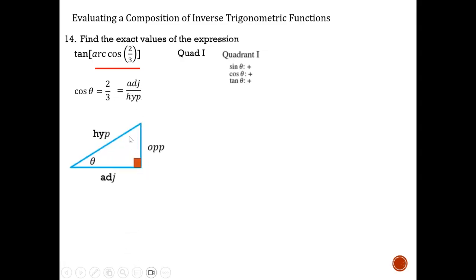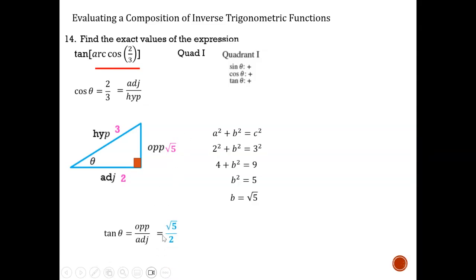Right? So here's a triangle. The adjacent will be what, 2? Hypotenuse will be 3. So I need to find the opposite. So a squared plus b squared equals c squared. So we have 2 squared plus b squared equals 3 squared. So b squared equals 5, so b equals the square root of 5. Now I find my tangent. The tangent is opposite over adjacent, so it's going to be the square root of 5 over 2. That's my tangent, guys. That's what we're looking for.